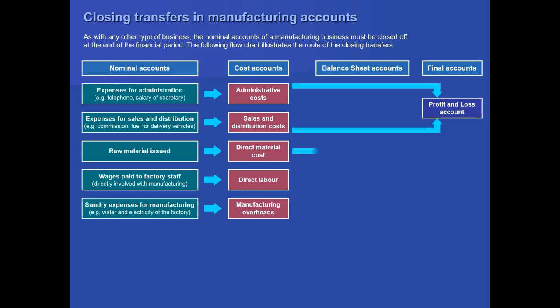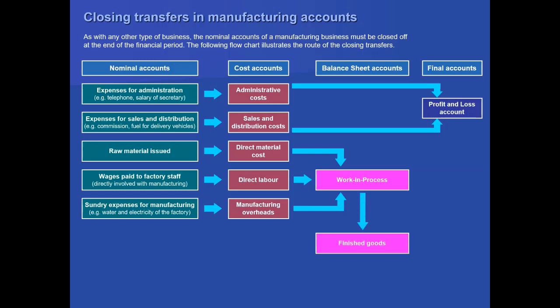The ones that relate to manufacturing, like direct material costs, we transfer to work in process, which is a balance sheet account. Similarly, direct labor we transfer to the work in process account, again a balance sheet account. Similarly, manufacturing overhead is transferred to work in process, our balance sheet account. And then from work in process, all the products that we finish we transfer to our finished goods balance sheet account, also an asset account.